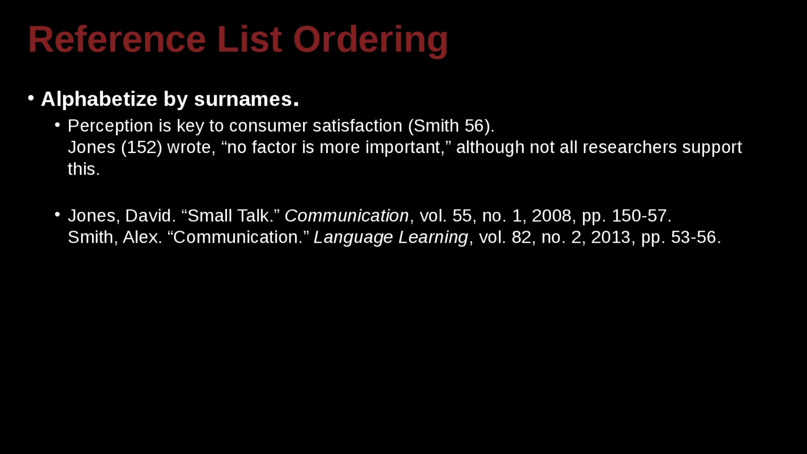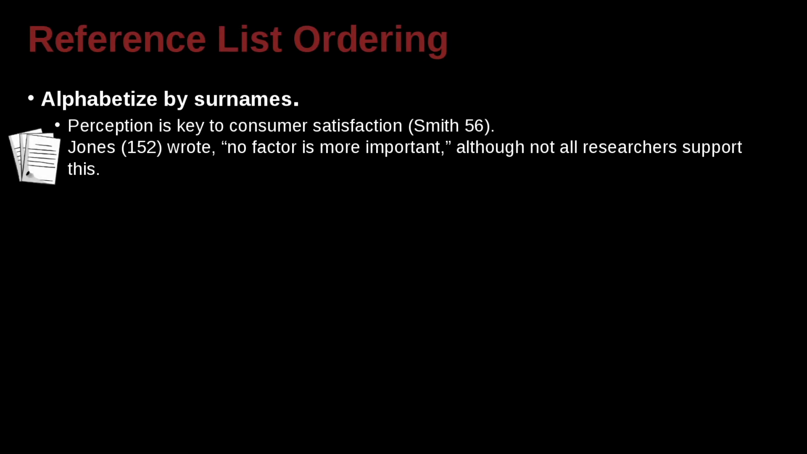Let's look at how we actually make the list. How do we order the list? Here's an example of some writing. This writing would be inside of your research paper, inside your thesis. And we can see that the sentence is "Perception is key to consumer satisfaction." And here we have the inline citation, Smith on page 56. And the next sentence is, "Jones wrote," and this is what Jones wrote, that's a quote. So that's from page 152, and the author of that research is named Jones.